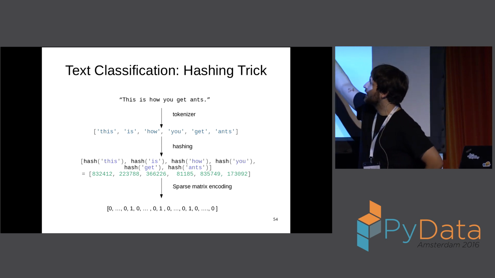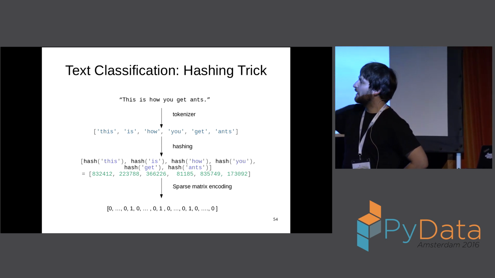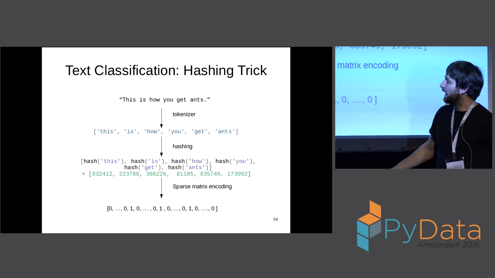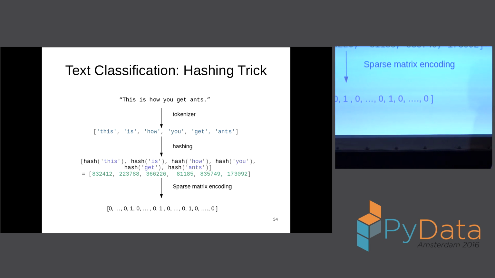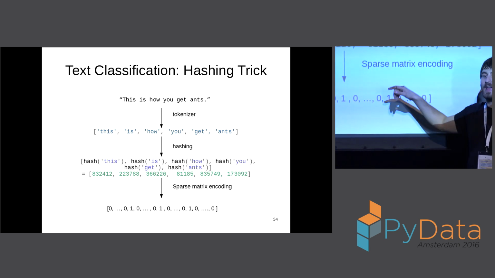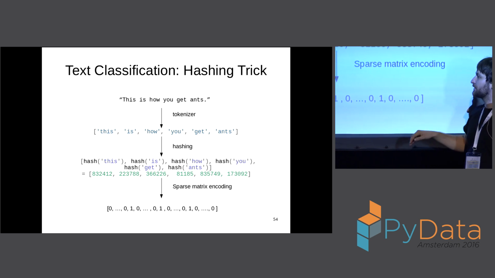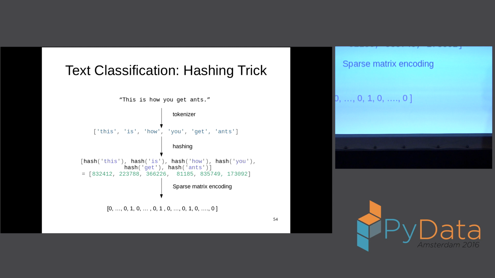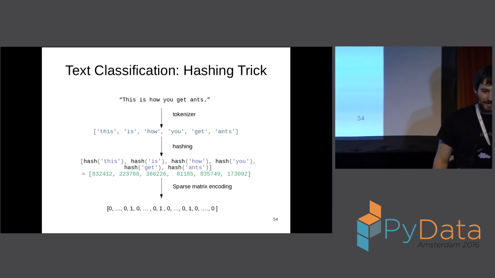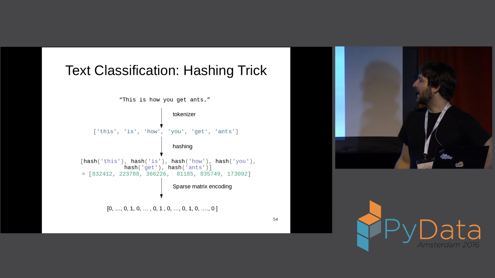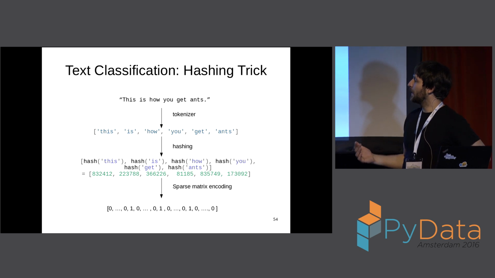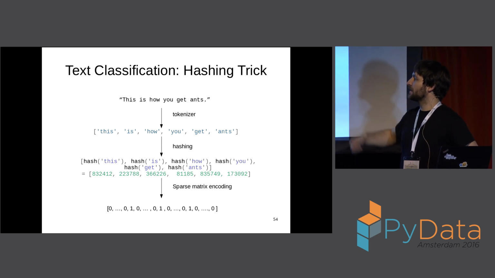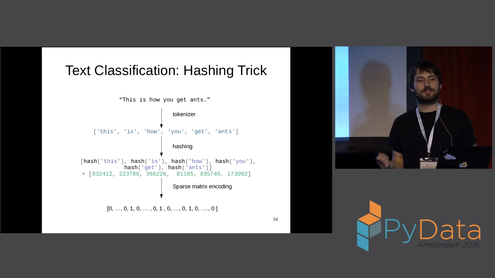So here, this word appears, I apply my hash function to it, and I get out 832,412. That means I add a 1 in the feature representation at position 832,412. And this way, I don't need to build a vocabulary, and I can just stream data, and I can encode the data without ever seeing or knowing beforehand all the words.